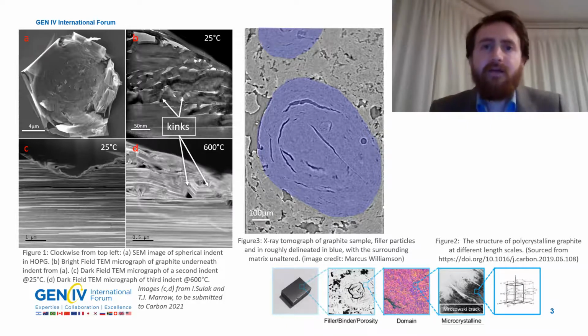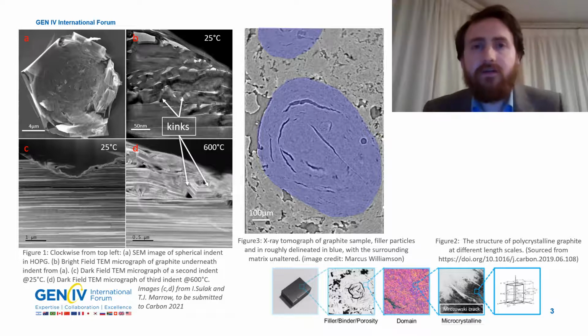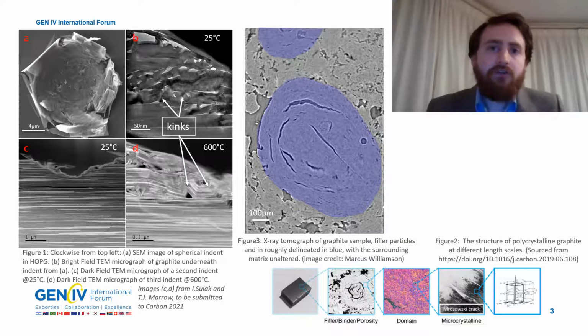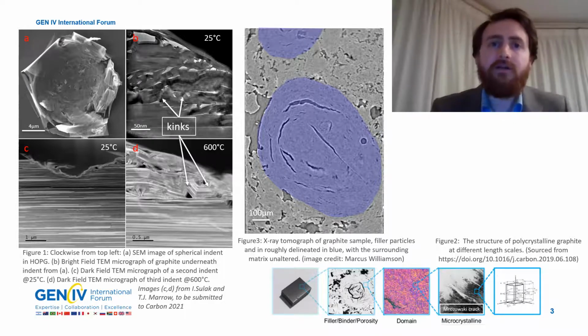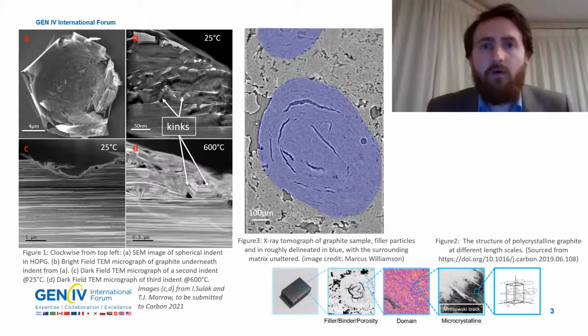By combining the data from these three series of experiments, we'll begin to build a coherent picture of how the structure and property changes caused by elevated temperature and irradiation in graphite at the nano and the microscale influence the macroscale response of graphite core components.